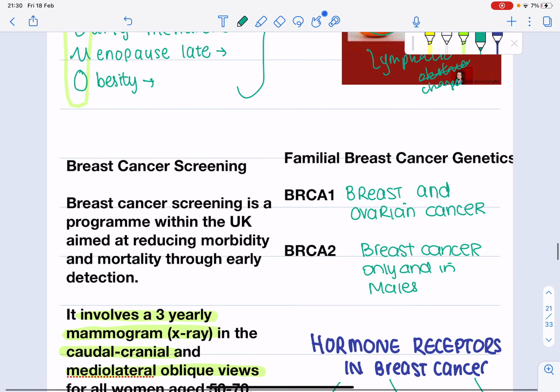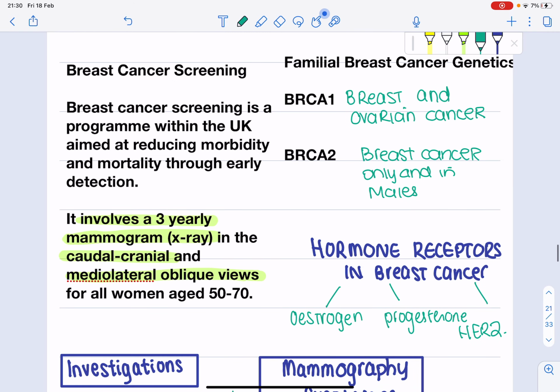So breast cancer screening occurs in the UK and it's usually there to reduce morbidity and mortality, and it actually involves a 3-year mammogram, which is an X-ray, which is often how we detect these breast cancers. And on mammogram, often you will find microcalcifications, which are very common for breast cancer. And this 3-year screening program occurs for all women between the ages of 50 and 70.